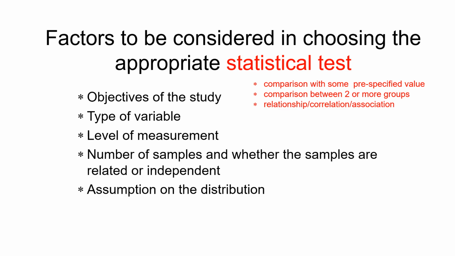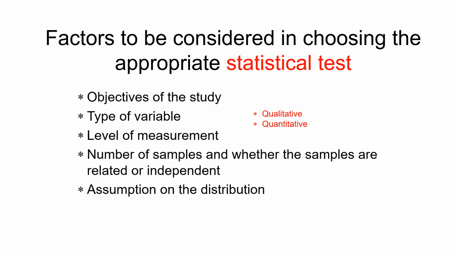The other considerations are type of variable, whether qualitative or quantitative, scale of measurement, whether nominal, ordinal, interval, or ratio, the number of samples, whether two or more than two, the relatedness of the samples, whether they're paired or independent, and the assumption on the distribution: parametric for bigger sample sizes and numerical data, and non-parametric for smaller sample sizes and non-numerical data.